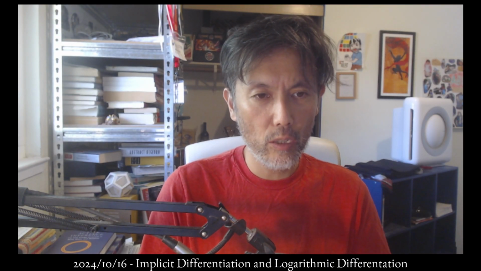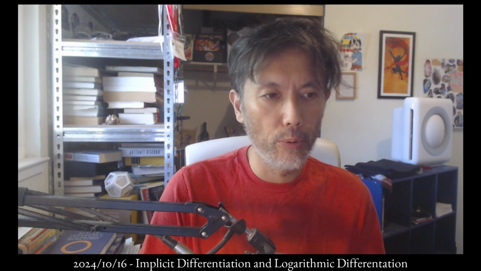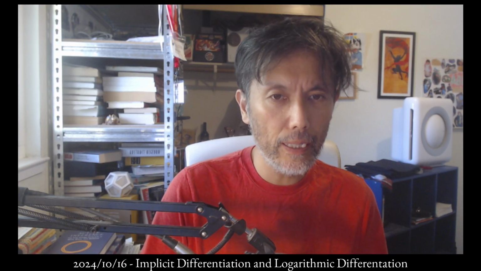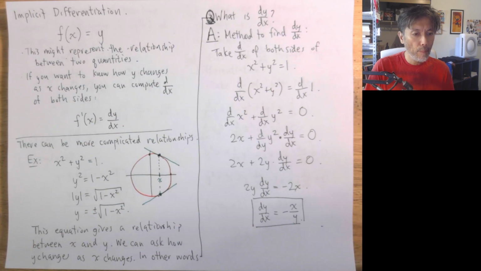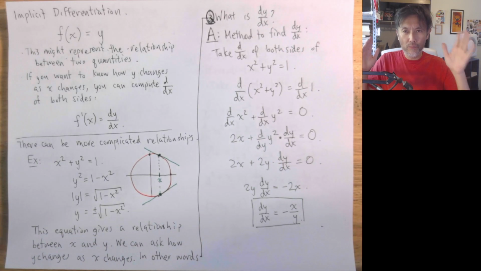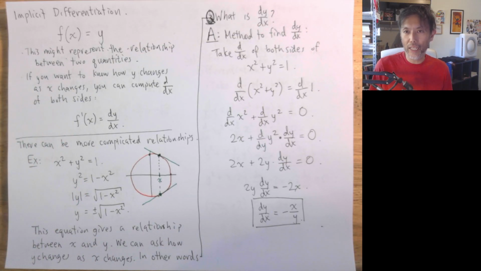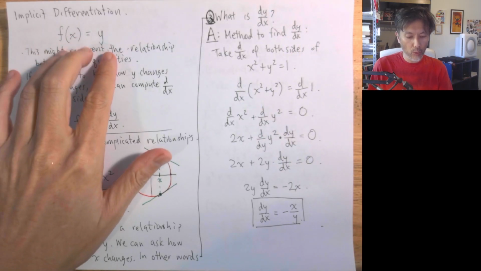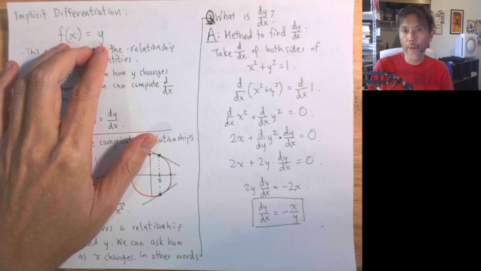Let's get back to where we were. Just a real brief review of what we did. Implicit differentiation here. So what we've been doing up until this point is what one might call explicit differentiation. This is where you have an explicit functional relationship between two quantities x and y.